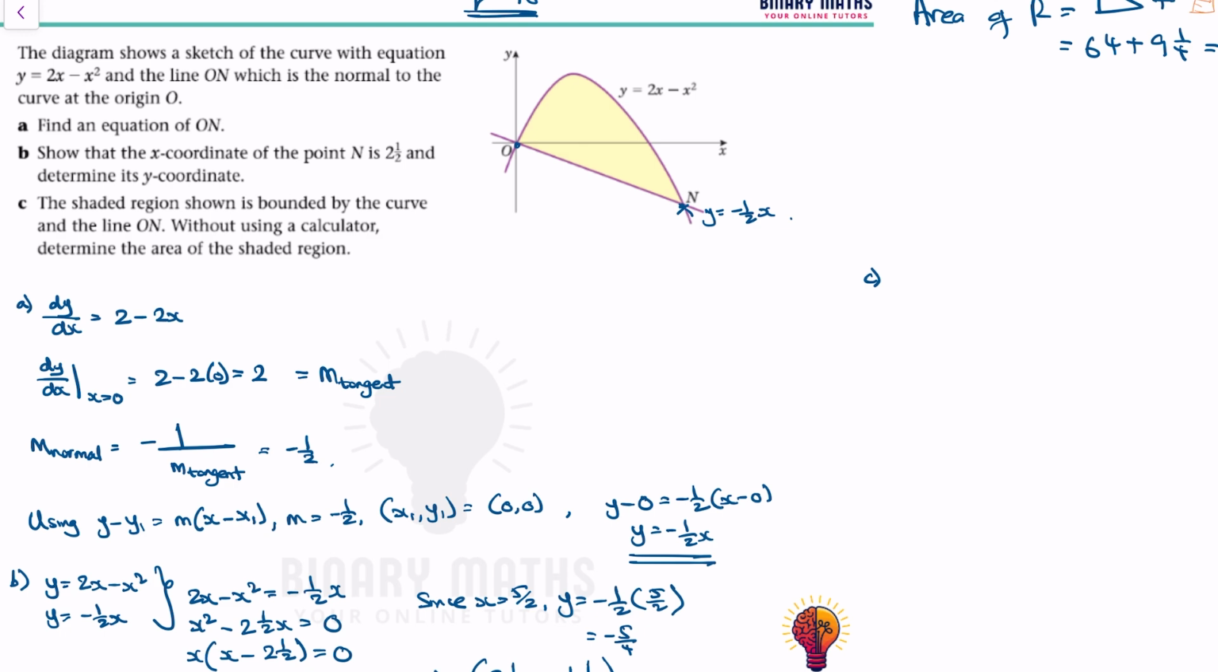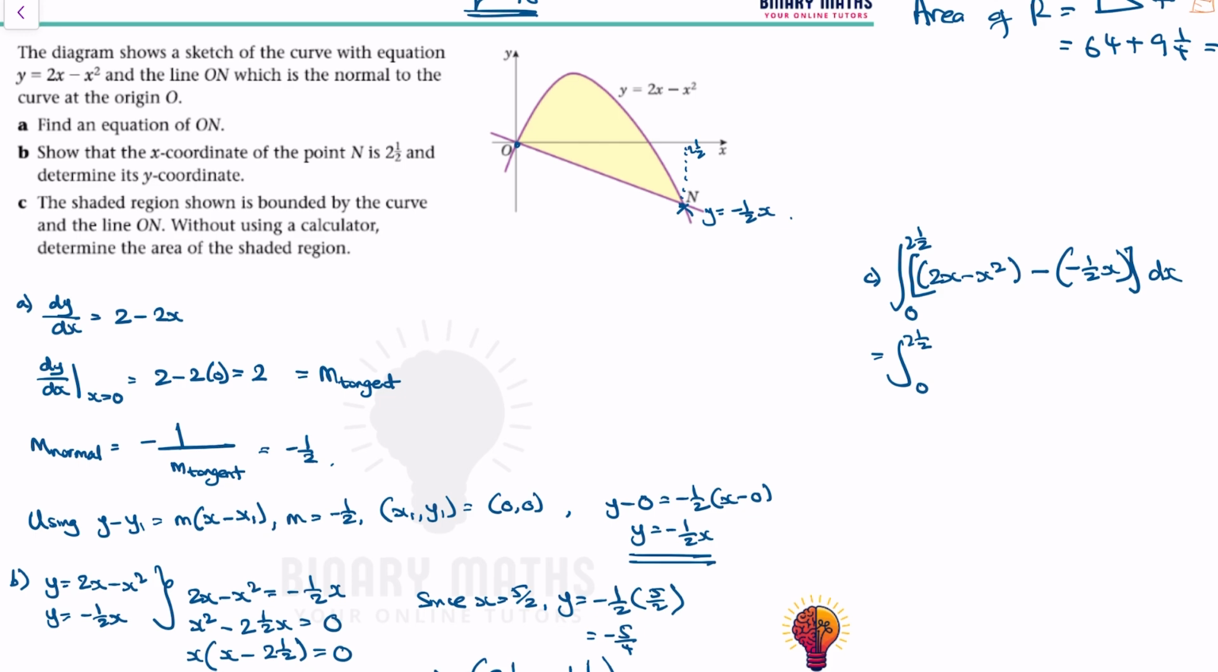It means we need to just integrate between O to N, which is 2.5, between 2.5 and 0. So remember, this is 2.5 and that point is 0. So it's the area under the curve, so 2x minus x squared, take away the area under the line, so dx, which is the same thing as 2.5 to 0, 2x minus a half x is 2.5x, so 5 over 2x minus x squared.